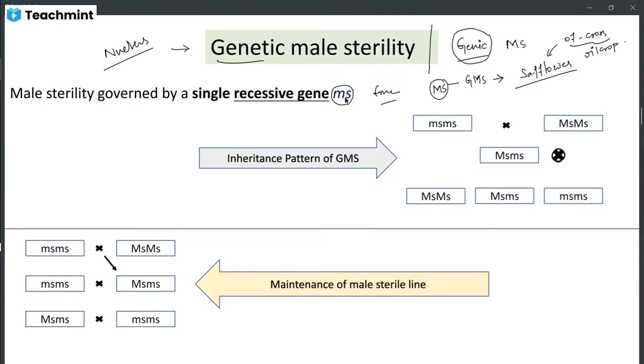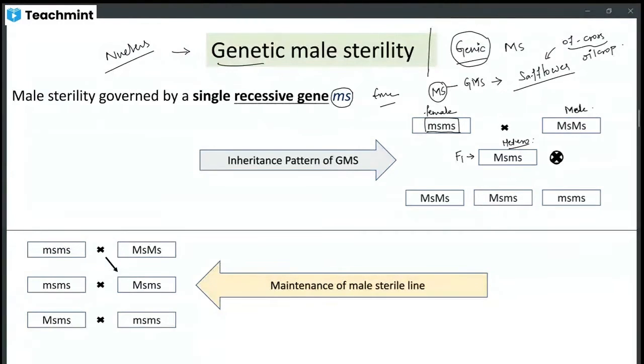As I told you, it is governed by a single recessive gene. So always we will write female on the first side, right? So this is female and this is male. Male sterile plants generally have recessive genes in homozygous condition, and when these are crossed with the male, that is dominant homozygous condition, the F1 will be in heterozygous condition. So whether this F1 will be male sterile or male fertile, how will the F1 be?